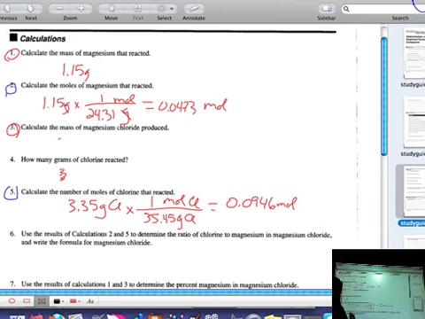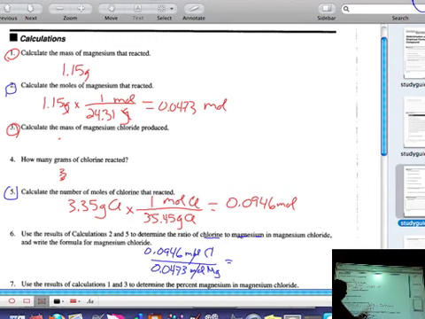Okay, so using calculations 2 and 5, it's asking me to determine the ratio of chlorine to magnesium in magnesium chloride, and then write the formula. So it's asking for chlorine to magnesium, so I'm going to take chlorine, which is 0.0946 moles chlorine, and divide it by 0.0473 moles of magnesium. Then I end up with a ratio. My ratio is not going to have any units because moles cancel, and I end up with so many chlorine atoms per so many magnesium atoms.